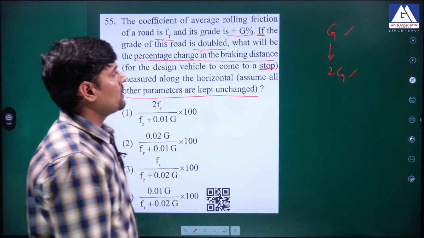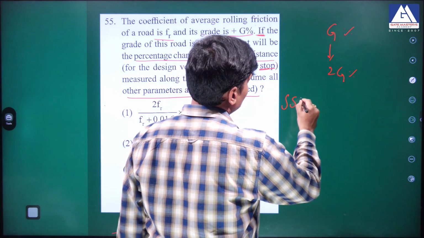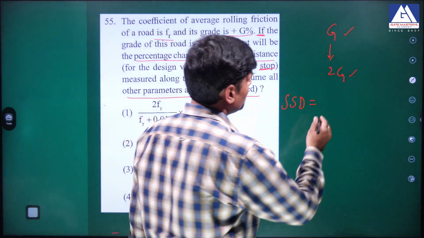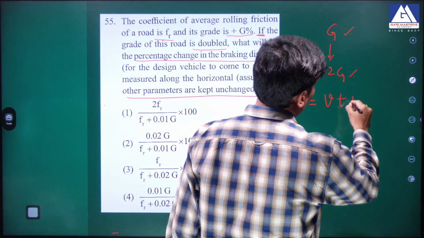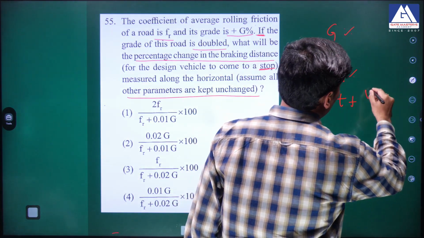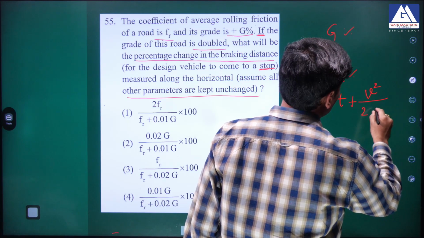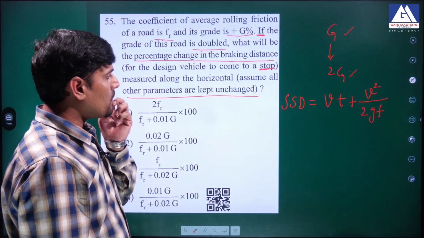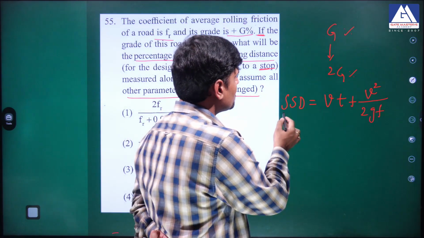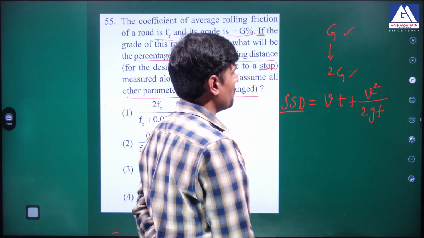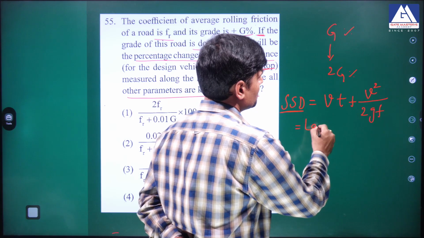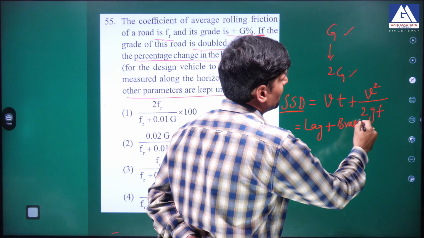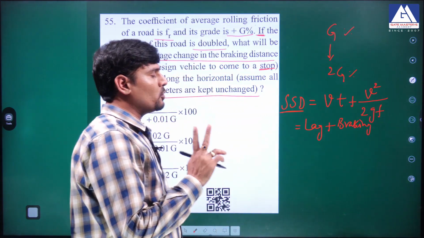This is so important. So here what he is asking for is the safe stopping sight distance. What do we know the formula of? The formula is Vt plus V square by 2gf. But this is the overall stopping sight distance formula. What is the definition of the stopping sight distance? It is a combination of the lag distance and then the distance travelled during the application of the brakes. So it is a combination of two portions.